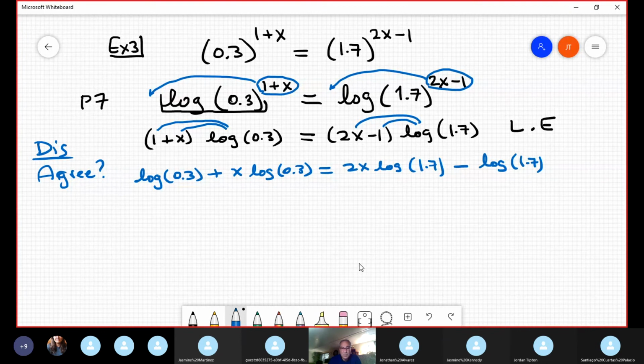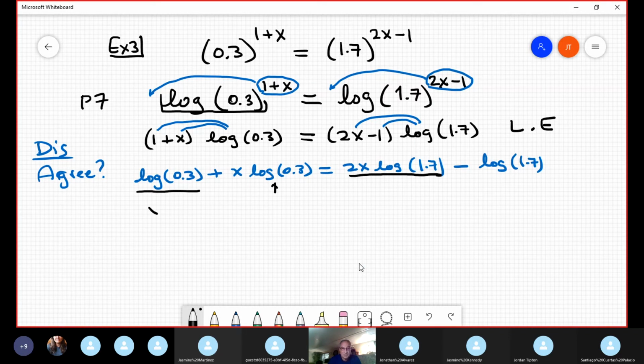Everyone following? This is my goal. My goal is x, so exactly the same as we are doing with a linear equation. I try to move the terms that contain x to the same side, either to the left or to the right. It doesn't matter. In my paper, I bring this one to the left and this one to the right.